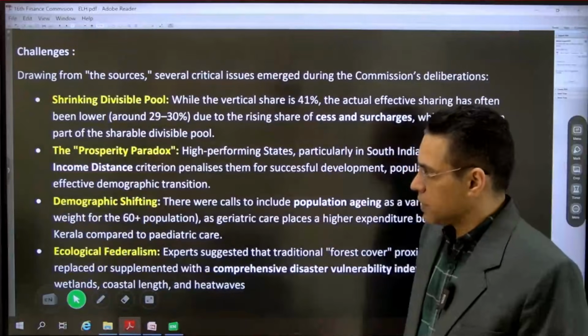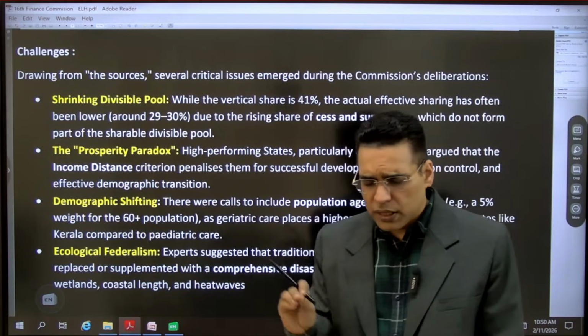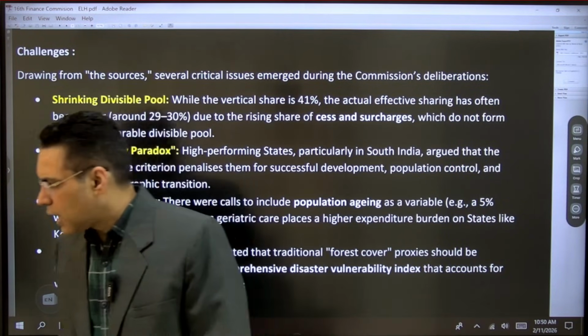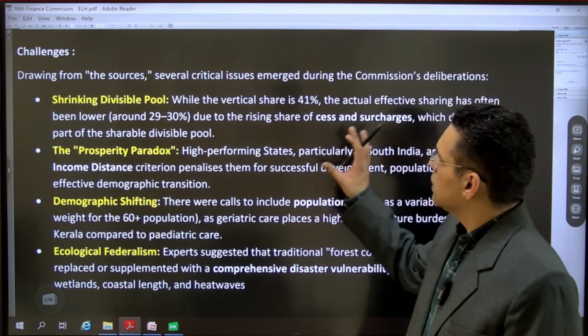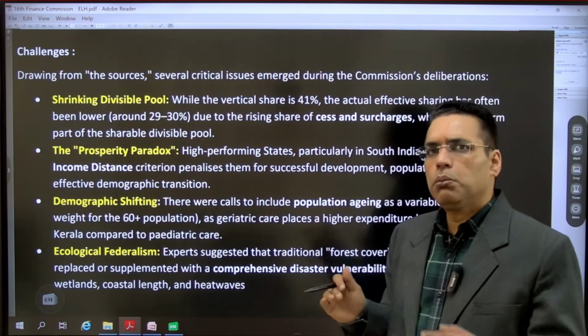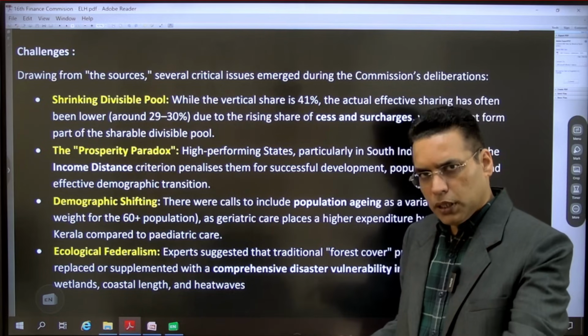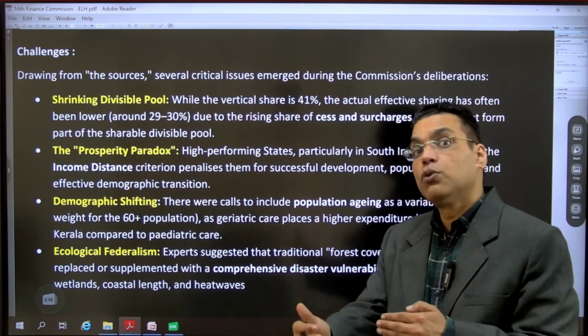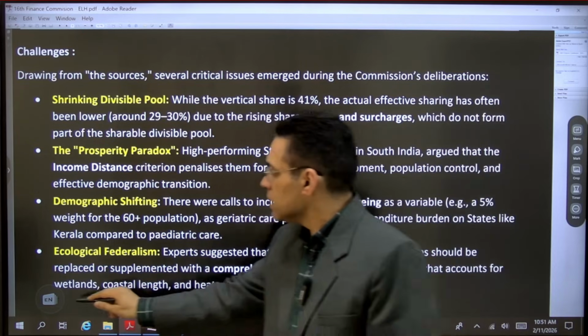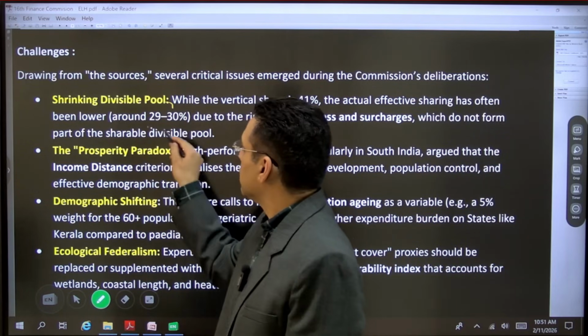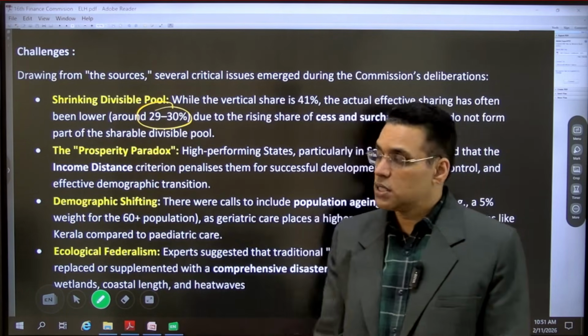Now, there are some challenges. Just one more minute, then we'll solve the MCQs. Now, what are the challenges? One of the challenges of the various state governments is that the Government of India is giving revenue from the tax, but they're not giving revenue from the cess and surcharge. So the divisible pool is not 41%, but rather it is even lesser. Hardly 29-30% revenue is given to the state governments.